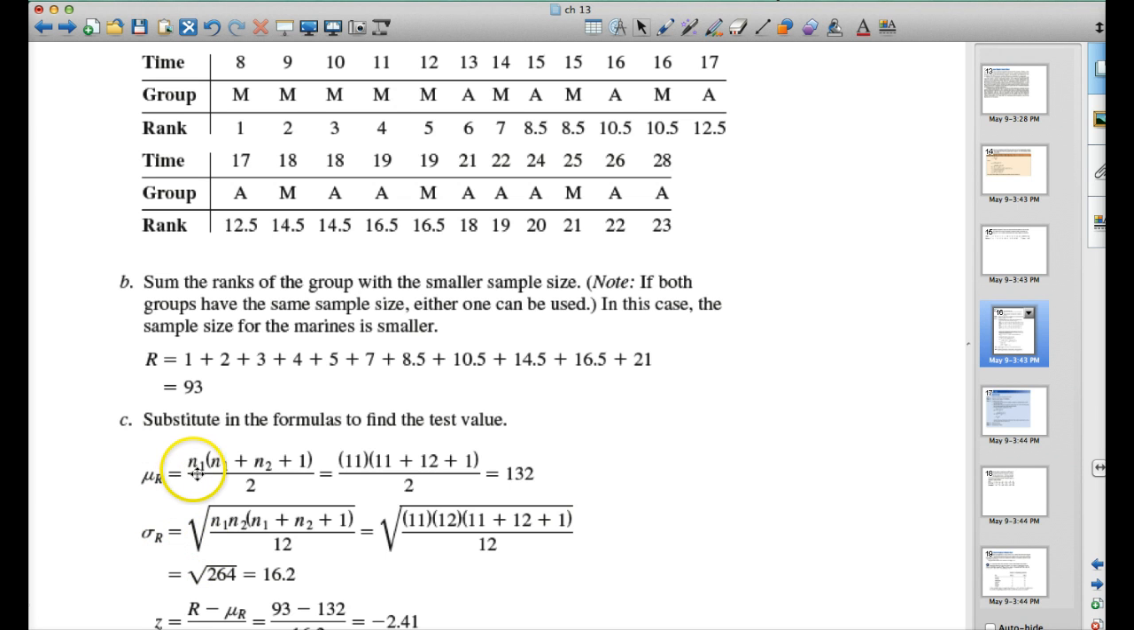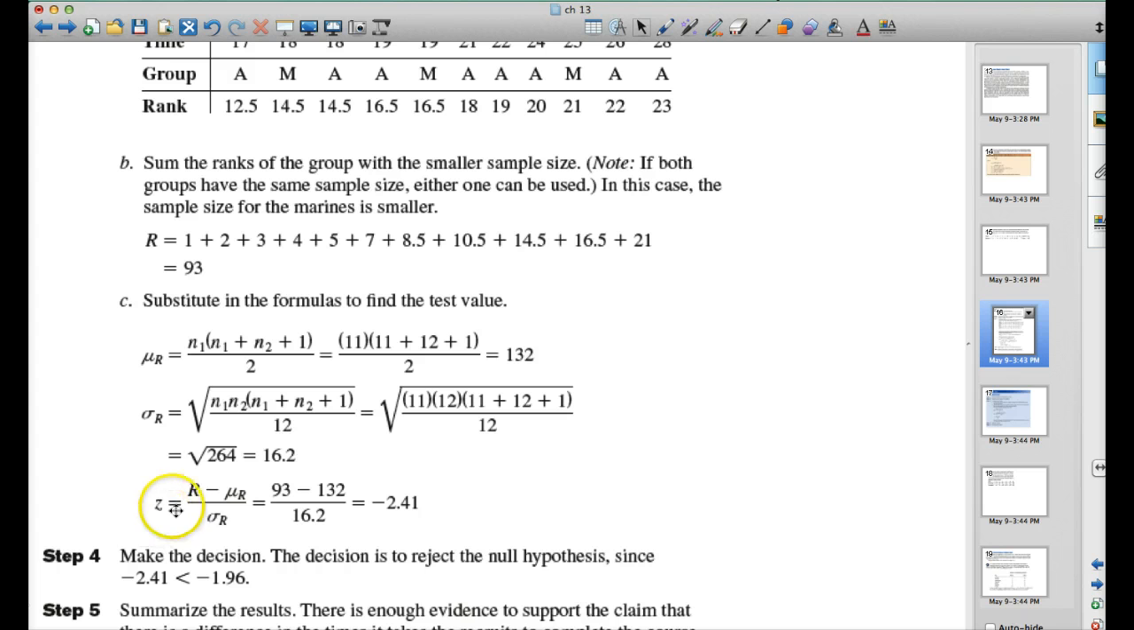Mu of R, with N1 plus N2, so we've got 11, 11 plus 12 plus 1, divided by 2, is 132. Sigma R, putting those values in, we get 16.2. So our Z value is R, 93, the sum of the ranks, minus 132, divided by 16.2, which is negative 2.41. And we're going to make our decision.